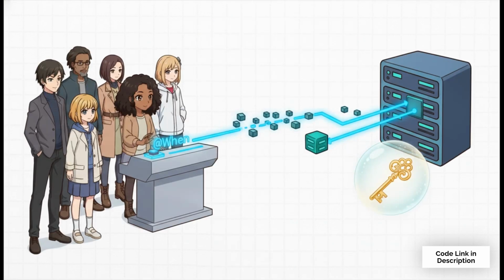Okay, so here's step 1. We have our @when method. It runs, it calls the API, and a new user gets created. The server then generates a brand new, unique user ID and sends it back in the response. But here's the catch. Right now, that ID is totally trapped. It's stuck inside this one single method.